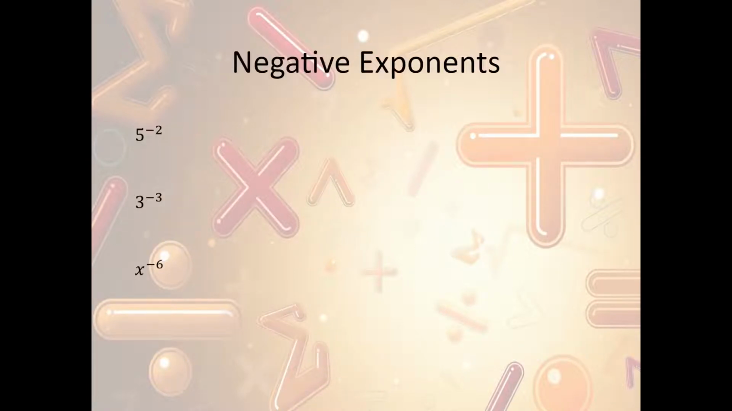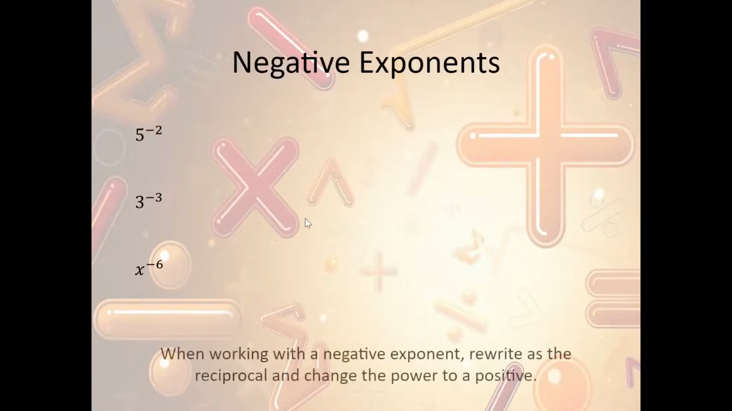Now let's take a look at negative exponents. So a negative exponent looks like this, where it's 5 to the negative second power. Now here's the rule with negative exponents. When we're working with a negative exponent, we're going to rewrite it as the reciprocal, meaning instead of this being 5 to the negative second, we're going to write it as 1 over 5. And then we're going to change the power to a positive. So 5 to the negative second becomes 1 over 5 squared. So I made the power positive and put it under 1.